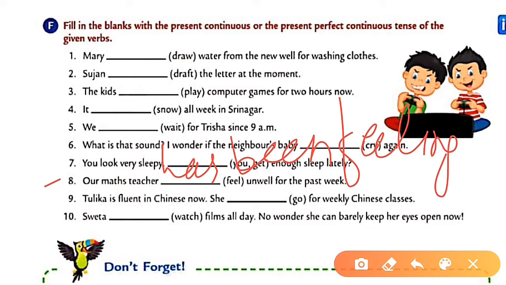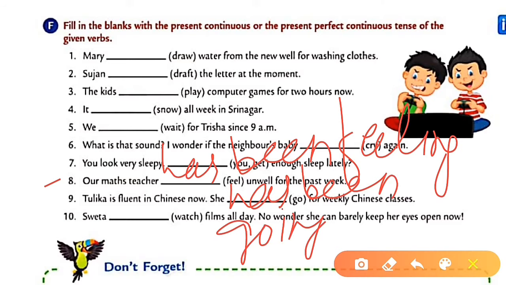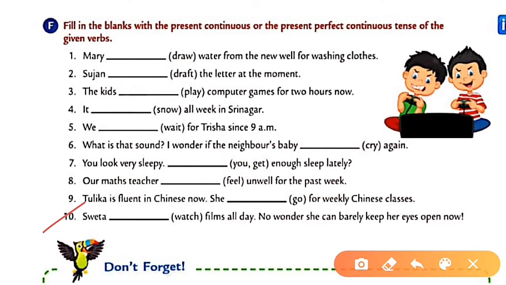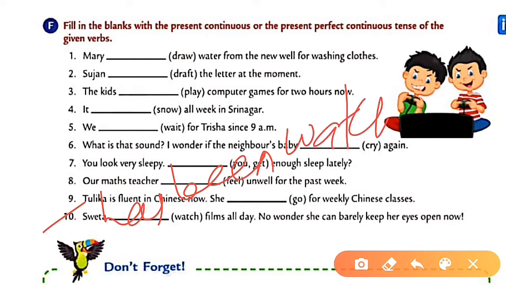Next, Tulika is fluent in Chinese now. She has been going to weekly Chinese classes. Guys, next, number 10. Sweta has been watching films all day. No wonder she can barely keep her eyes open now.